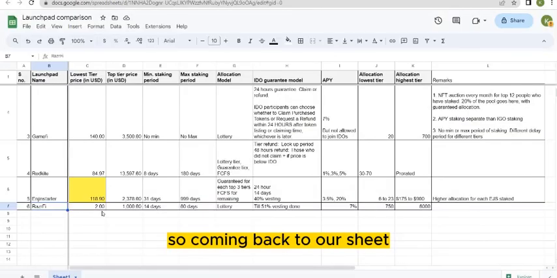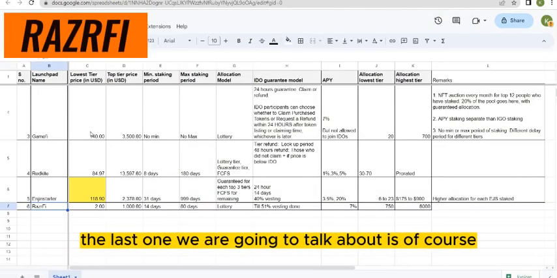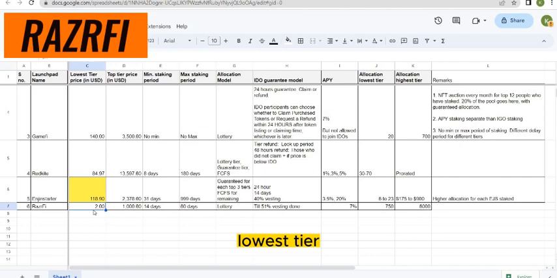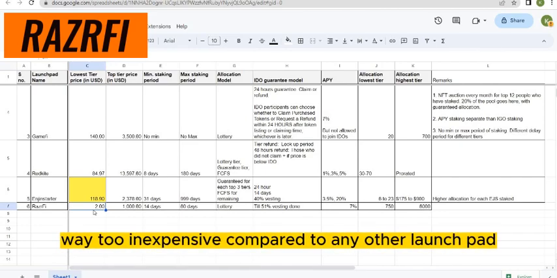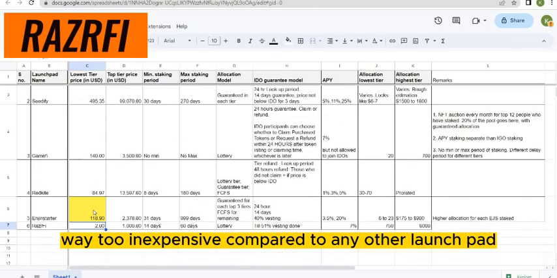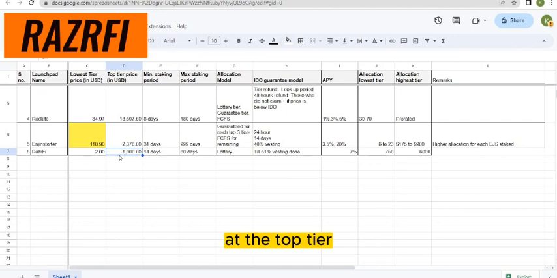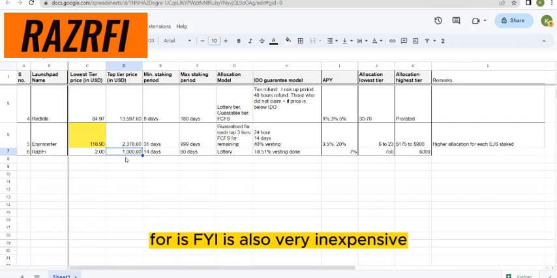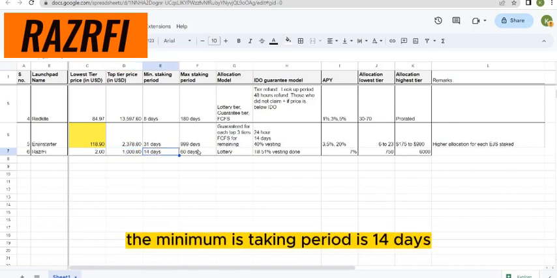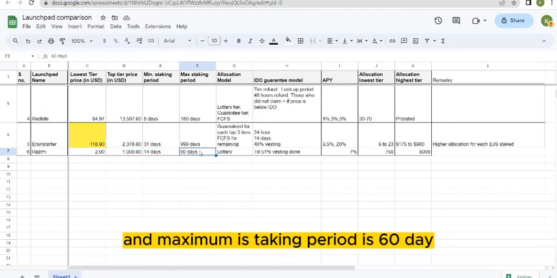So coming back to our sheet, the last one we are going to talk about is of course RazrFi. RazrFi's lowest tier is only $2. This is way too inexpensive compared to any other launchpad, at least in the list which we are discussing. And the top tier for RazrFi is also very inexpensive. It is only $1,000. The minimum staking period is 14 days and maximum staking period is 60 days.